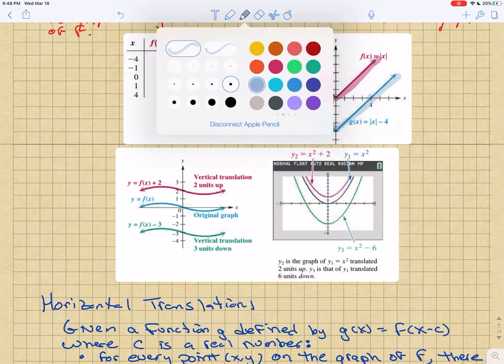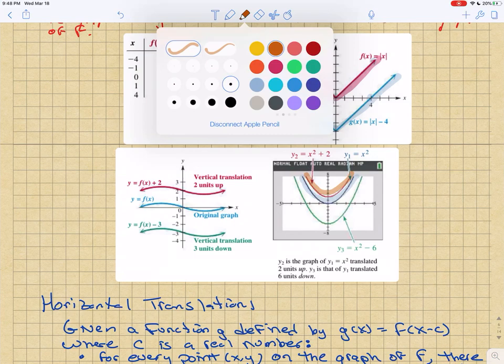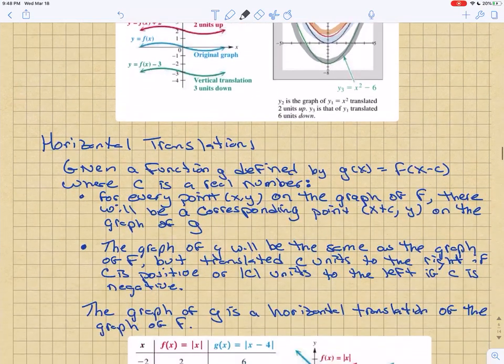Here's just another example using a different function. Here's the base function, y equals x squared. Then I could take in red y equals x squared plus 2. So I'm going to add 2 to all my y values. Or I could look at this one and say it's y is equal to x squared minus 6. So I'm going to take all my y values and subtract 6 from them. And that's how I'm going to translate them. Again, vertical translations make perfect sense. I will add or subtract as needed for the vertical translations.